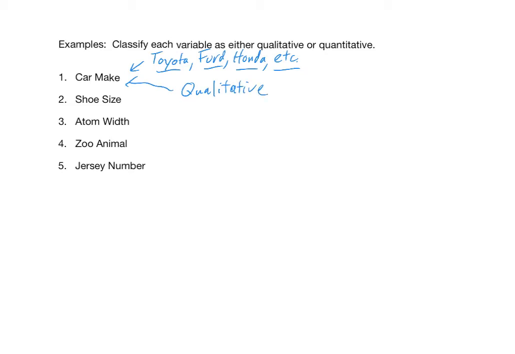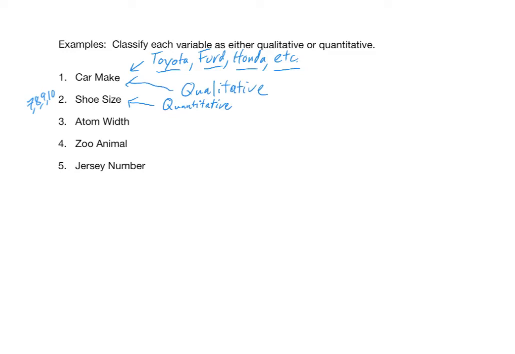What about shoe size? For example, here you could have somebody with a size 7, size 8, size 9, so on and so forth, size 10. Are 7, 8, 9, and 10 qualitative data or quantitative data? Are they simply names, or is that a count of some sort, a measurement? Well, your shoe size is a measurement of how long your foot is. So it's not simply a name, it's actually a measurement. So shoe size is a quantitative variable.